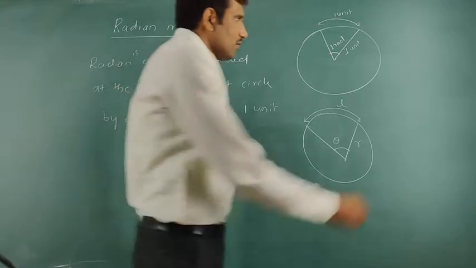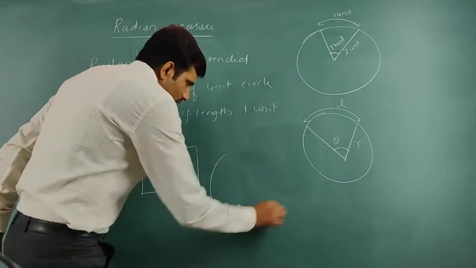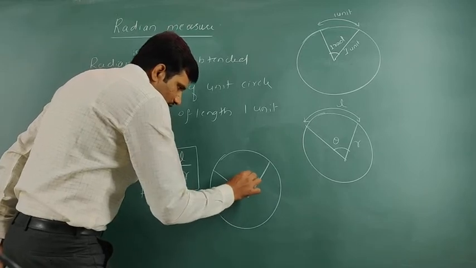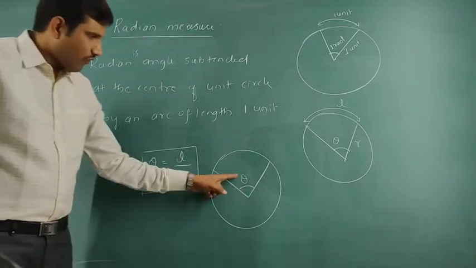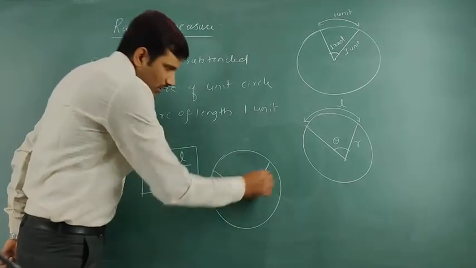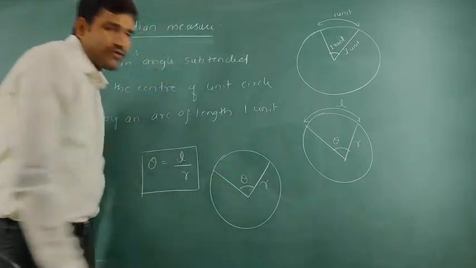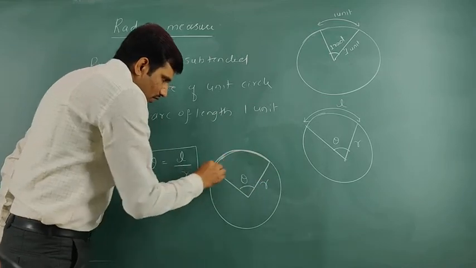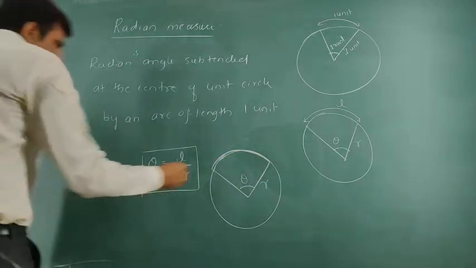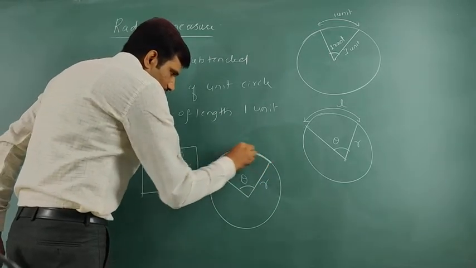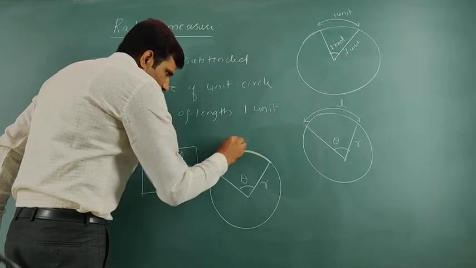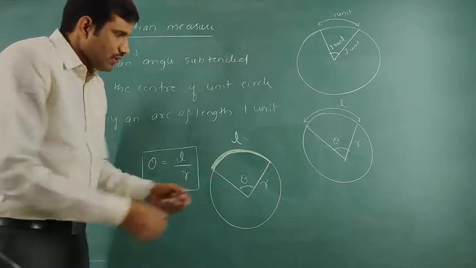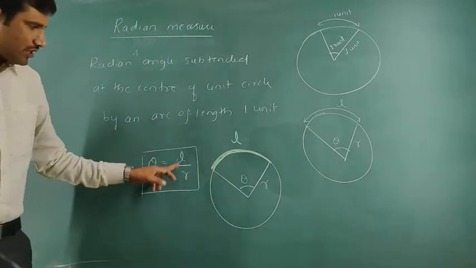Suppose, see here, I will show with some other diagram. This is a circle. Let us assume this is the angle subtended here. This is theta in radians. If you want to find this angle theta, you must know the radius of the circle. The radius of the circle is r, and this is an arc length. Let us assume this is L. If you know this L and R, we can find the angle theta. So what is the formula? That formula is theta is equal to L by R.